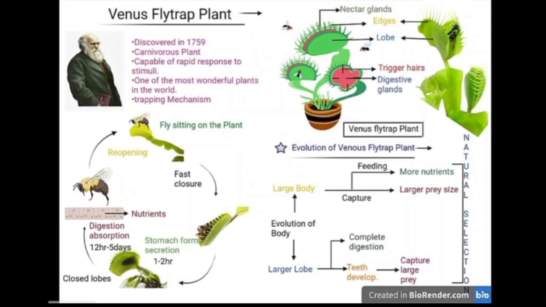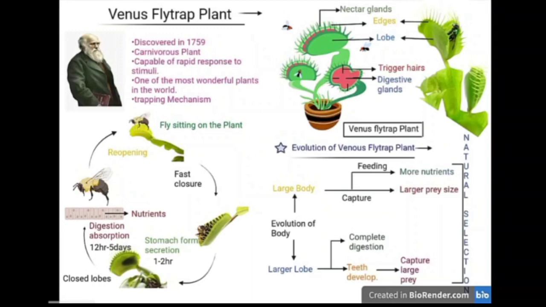The snap trap mechanism also permits a more complete digestion, due to which different types of organs are developed in this flytrap plant. The plant with wider leaves is theorized to have evolved a trap design that maximizes its chance of capturing and retaining such prey. So it has a trap design which maximizes its chance of capturing. A larger trap size means a greater capturing size.